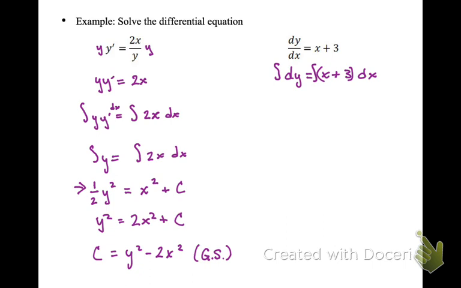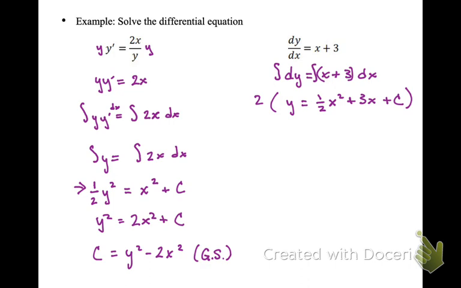So the integral of dy would just be y. And then what I'd have is 1/2 x squared plus 3x plus c. Can I multiply everything by 2 to get rid of the fraction? Okay. And again, you don't have to. It just makes it look better. And if we're doing general solutions, you shouldn't have any fractions in it anyway.